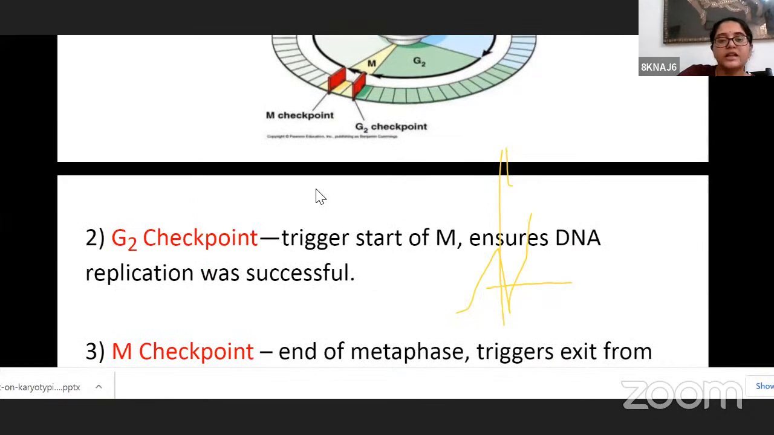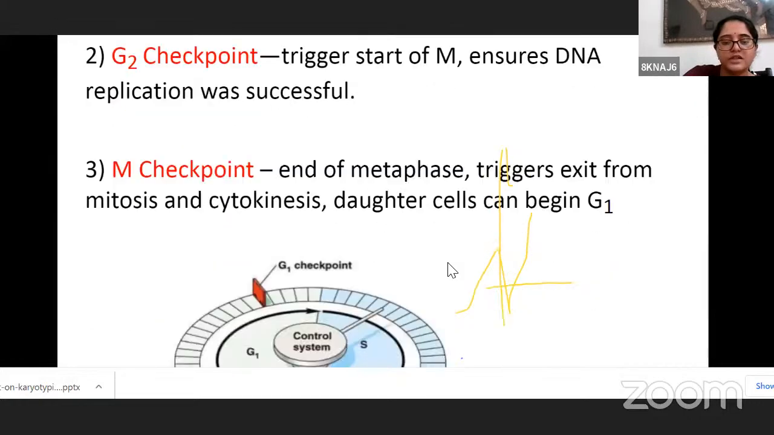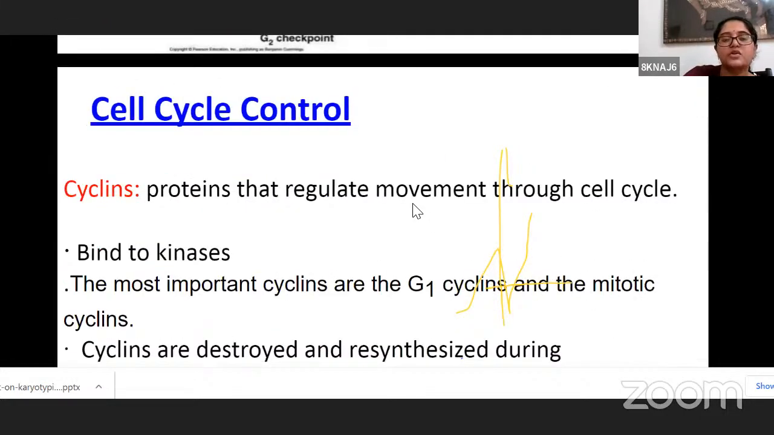In G2 again, should the cell division go further? Otherwise, should it stop at this G2 phase and rectify whatever problem is going on in that particular phase? So you have a G2 checkpoint. Same thing with the M checkpoint, at the end of metaphase, so that mitosis and cytokinesis will go after the M checkpoint, because should there be a cell arrest at that particular point, this checkpoint will tell. This is all because of two different kinds of enzymes. Cell cycle control is because of cyclins and kinases.